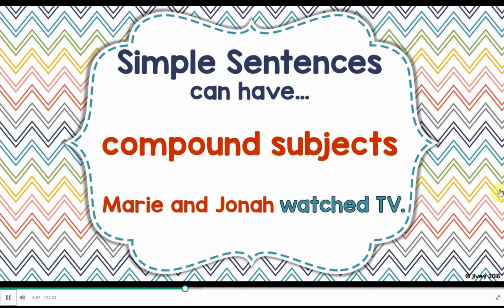Marie and Jonah watch TV. Now, we could have two separate sentences here. We could say, Marie watched TV, Jonah watched TV. Those would both be independent clauses. But why not combine those two subjects to make a compound subject? It's still a simple sentence, but it has a compound subject. Marie and Jonah is our compound subject. Marie and Jonah were both watching TV, so we can combine it into one simple sentence. Marie and Jonah watched TV.